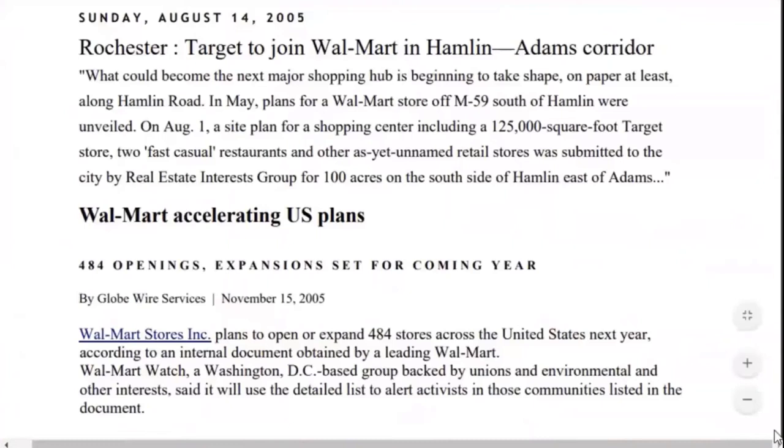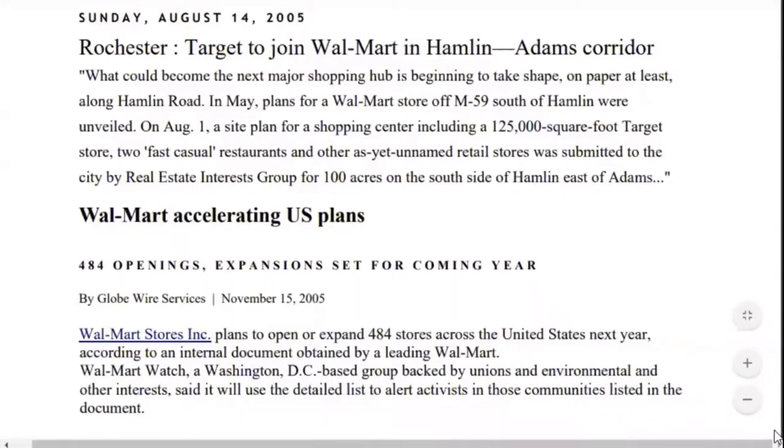First article says Target to join Walmart in Hamlin Adams corridor. What could become the next major shopping hub is beginning to take shape, on paper at least, along Hamlin Road. In May, plans for a Walmart store off M59 south of Hamlin were unveiled. 3 months later, a site plan for a shopping center including a 125 square foot Target store, 2 fast casual restaurants, and other as yet unnamed retail stores was submitted by Real Estate Interest Group for 100 acres on the south side of Hamlin, east of Adams. Walmart came, and Target never came. And there are many reasons why this could have happened. We're not sure.